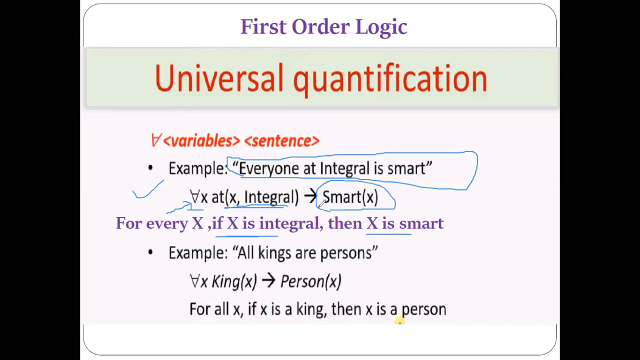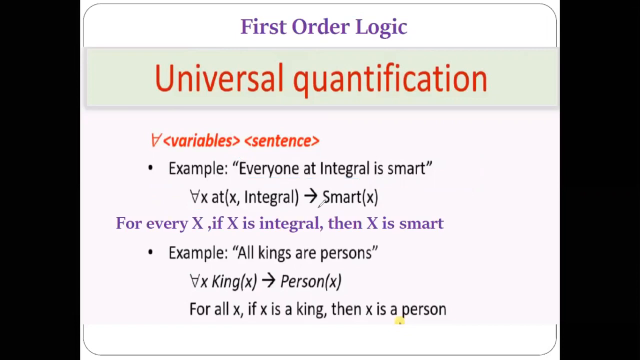Now you can write this in some other way also, like let me show you. Just like I have written here x comma integral, you can also write it like integral and in front of that x also. It is also correct. You are getting what I'm saying? Yes, sir. Just here lila tasa, you can write it like this, integral, and in front of integral you can also write the x. It is also correct. So what does it mean? For every x, if x is an integral, then x is smart. Understood this? Yes. Everyone at integral. So for this everyone, we have written this logic.